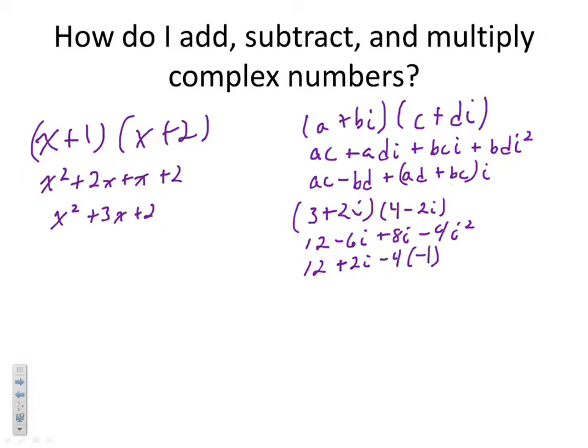I'm putting that step in there this time because I know some people are going to mess up on that i squared thing with the negative 4, and they're just going to keep it negative. So two negatives make a positive, so that's 12 plus 4 plus 2i, which is 16 plus 2i, and we have now just multiplied them together. All right? So now we can multiply them, and we can add them, and we can subtract them. Let's keep moving.